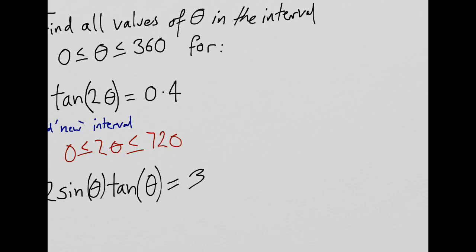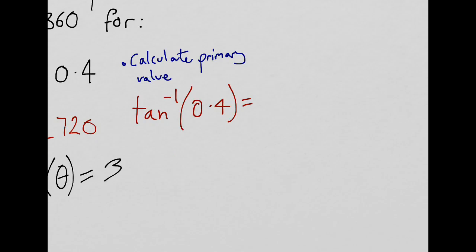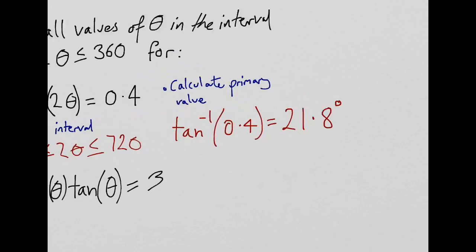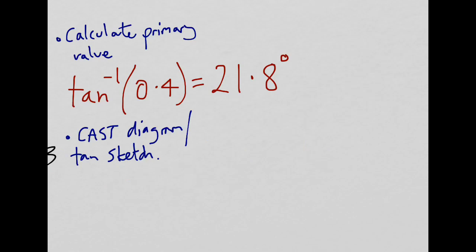So I'll do this using cast diagram and also looking at our graph as well, in case you guys are not too keen on the cast diagram method. Before we do either of that, we need to work out what our primary value is. So to do that, we'll do tan inverse of 0.4. So if we calculate our primary angle, inverse tan 0.4, we get 21.8 degrees. So that's the angle we're going to be using both for a cast diagram or for sketching on our tan curve.